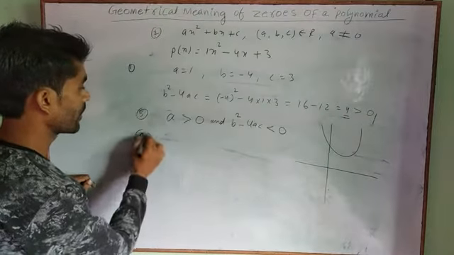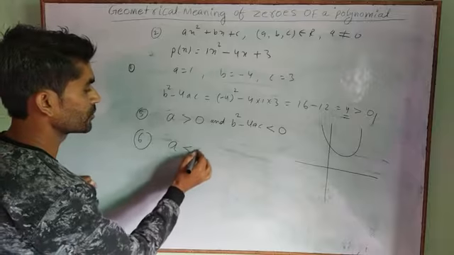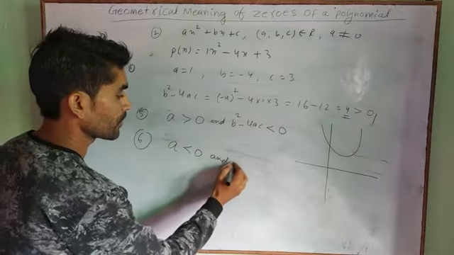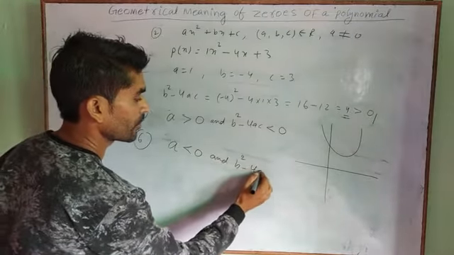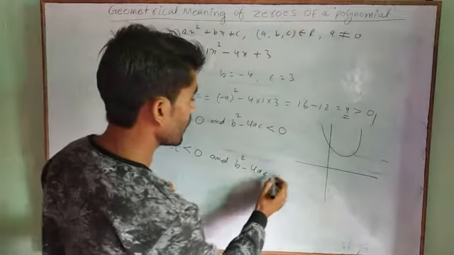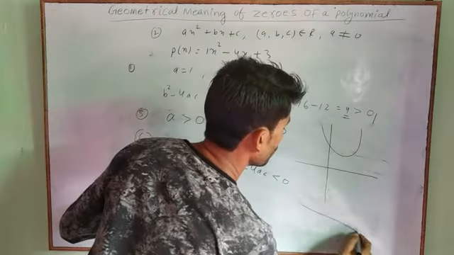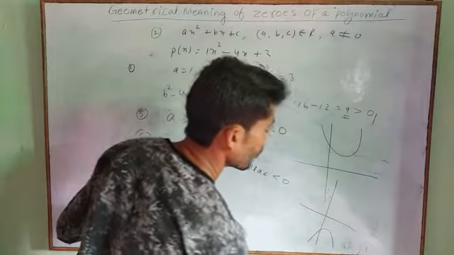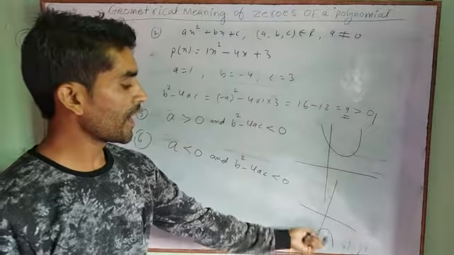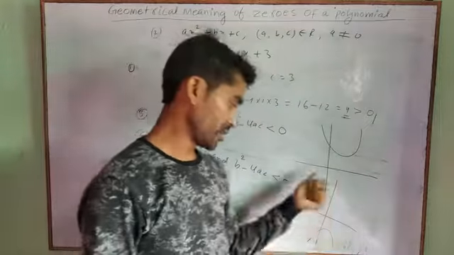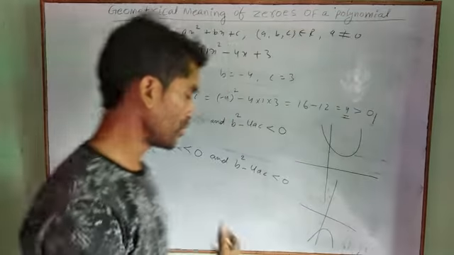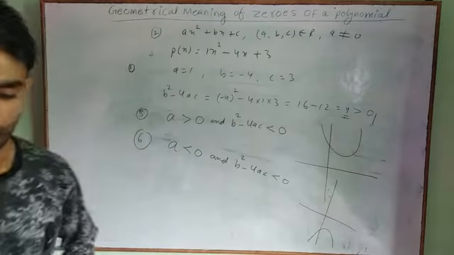Now the sixth one: if a is less than 0 and b square minus 4ac is less than 0, then the graph will open downward, and it will also not touch the x-axis, so it also has no real solution, right? Okay.